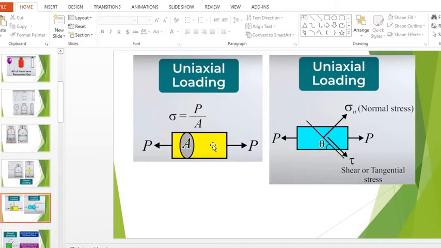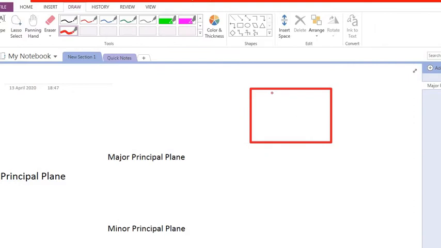Now, suppose here this is the same example, right? What I will do is take one oblique plane. It is like this here. This is called an oblique plane.